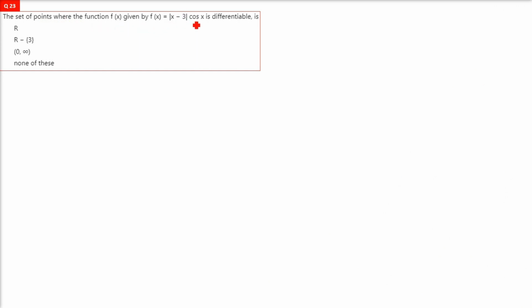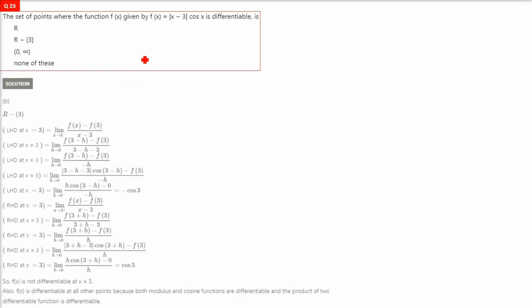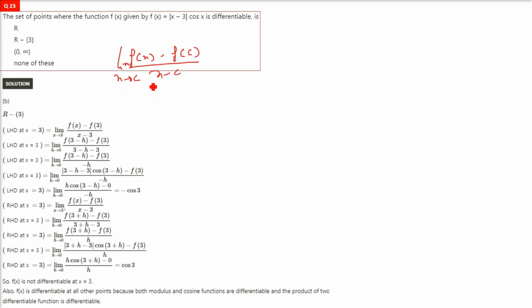The set of points where the function f(x) is given by this is differentiable, we'll just check the differentiability, we will not go for the continuity because the question is only asking about the differentiability. So the set of points where the function f(x) given by modulus of x minus 3 cos x is differentiable. Now how do we check, what is the point we have to check? This is for the differentiability of f(x) minus f(c) by x minus c, limit x tends to c. Modulus of x minus 3 is 0, so x is equal to 3. So we have to check at 3. This is how we get the point.